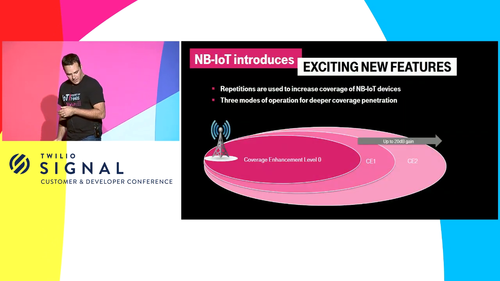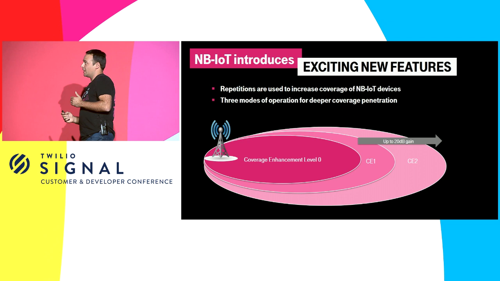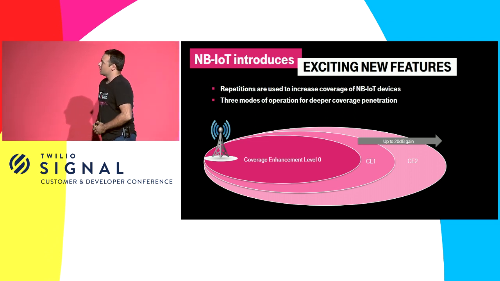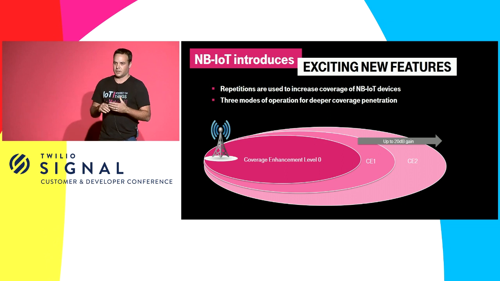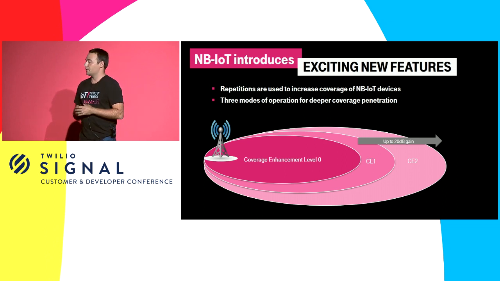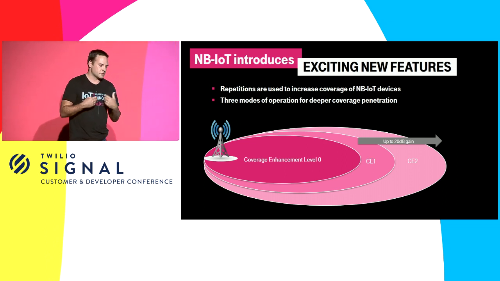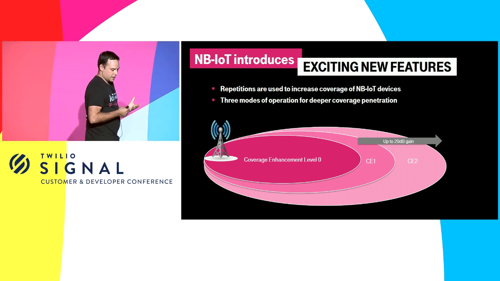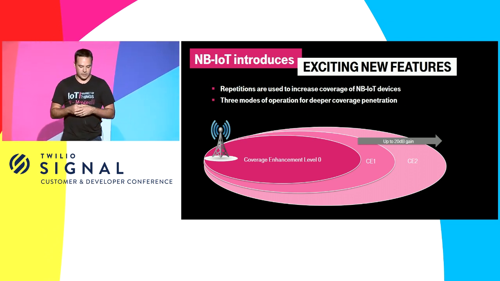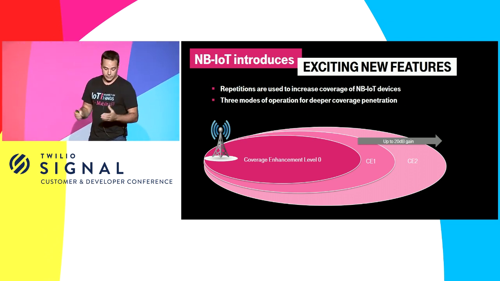So some fun and new features that NB-IoT brings. We'll talk about coverage enhancement. I touched on it in the first slide with the 10 or 20 dB of coverage gain that we get from NB-IoT. So how do we do that? Well, NB-IoT introduced something called coverage enhancement modes. We have 3 levels of coverage enhancement, levels 0, 1 and 2.